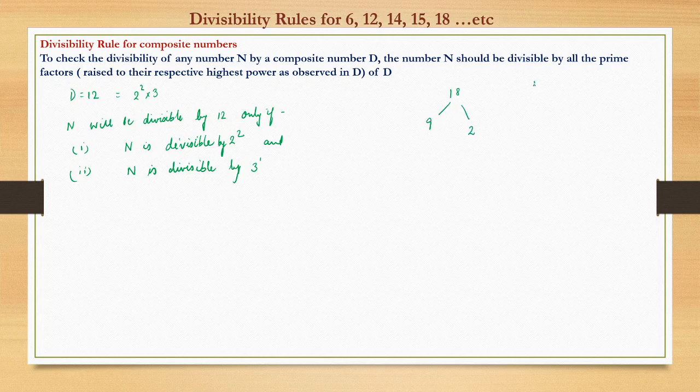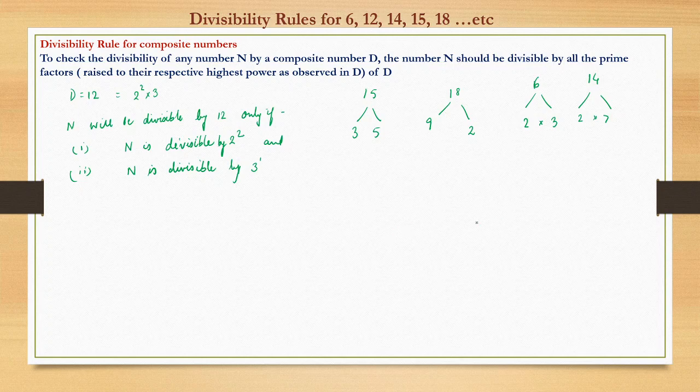For 6 it will be 2 into 3. For 14 it will be 2 into 7. For 15, it will be two prime numbers, 3 and 5, raised to the highest powers. So these are the possibilities.